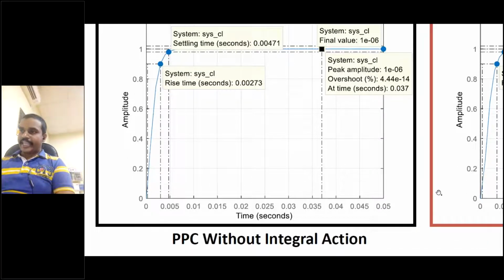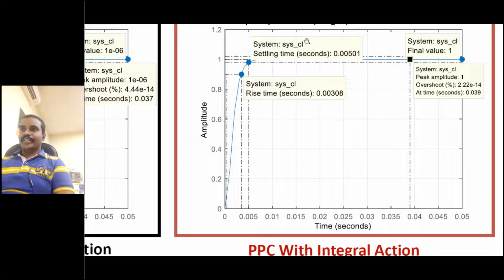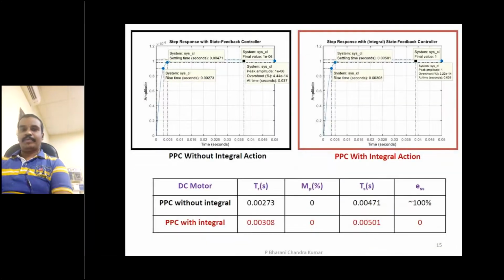Now, the second one, with the integral action. You can see that the settling time is 0.005, very good. Rise time is 0.003, very good. And the final value is 1. That means my steady state error is 0. And the overshoot is 10 to the power minus 14, which is approximately 0. So the overshoot is also 0. With this response, pole placement control with integral action, all the desired specifications can be obtained.